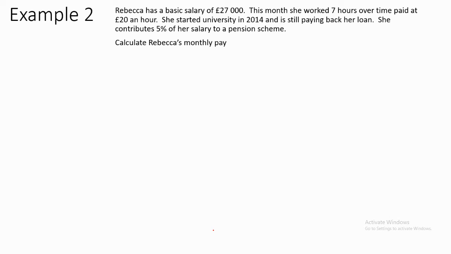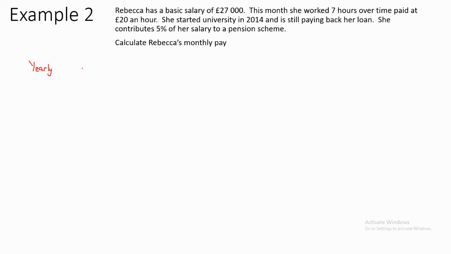Example number 2. Got Rebecca. Got basic salary of 27,000. This month she worked 7 hours overtime, paid at £20 an hour. She started university in 2014 and still paying back a loan. She contributes 5% of her salary to a pension scheme. Okay, so first of all, I want to work out what Rebecca's basic salary would be. So I need to know yearly and monthly because there's two. I need both of those figures.